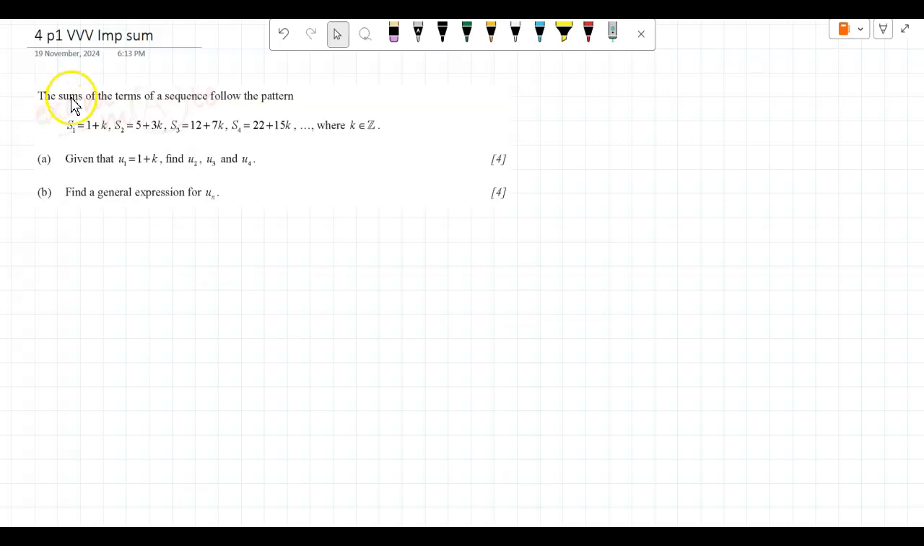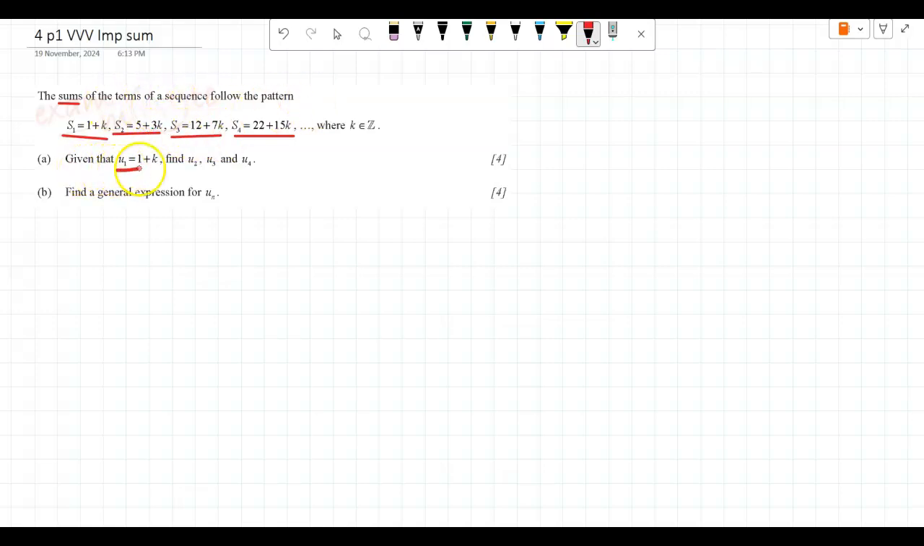So you know these are the sums. This is the sum of the terms. So don't confuse that. This is the sum of the terms. Follow the sequence. This is S1. S1 means the sum of one term. S2 is the sum of two terms. S3 is the sum of three terms. S4 is the sum of four terms. The sums of the terms follow the sequence.